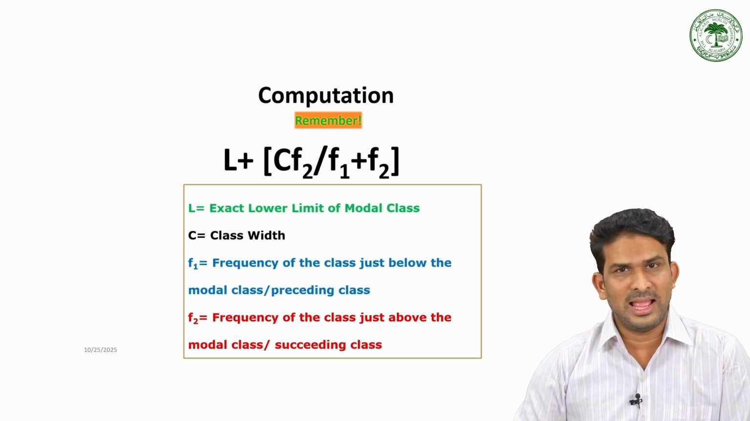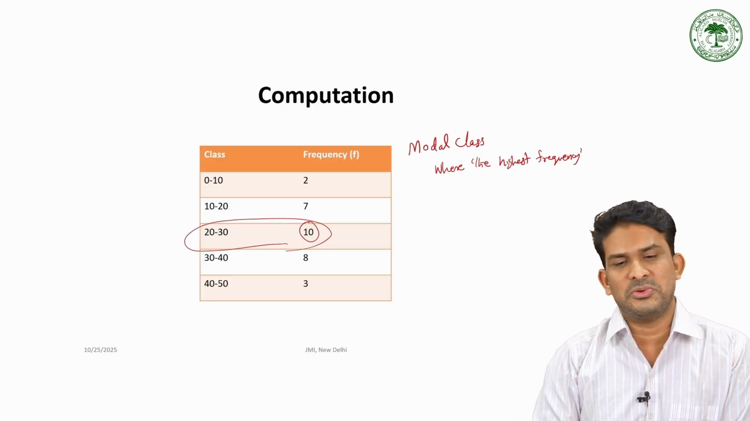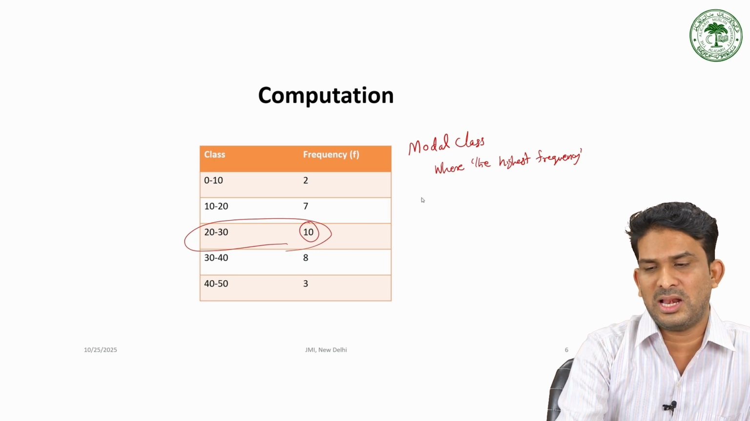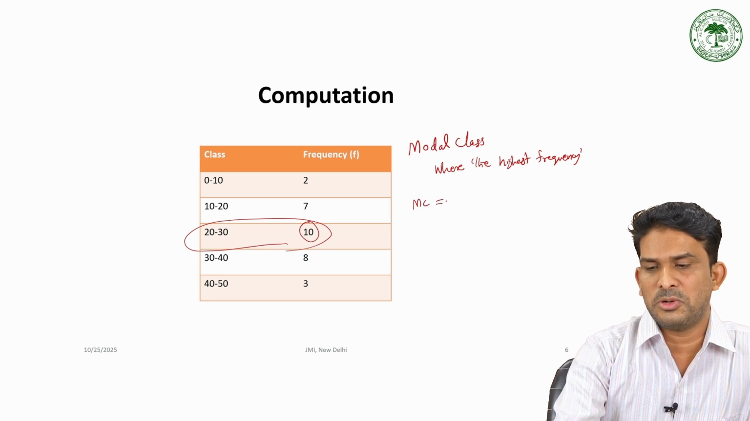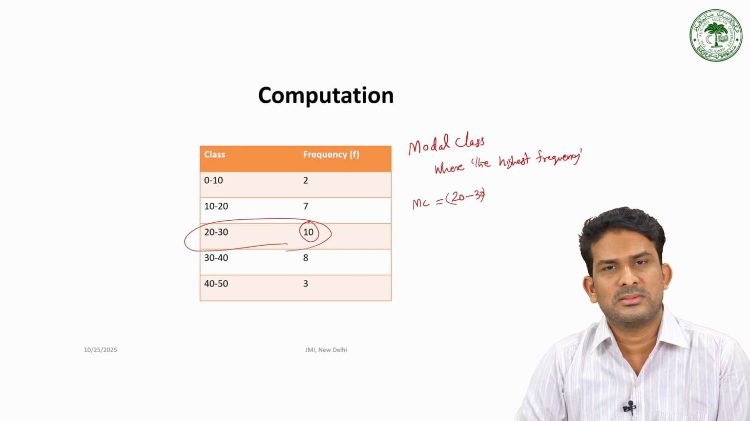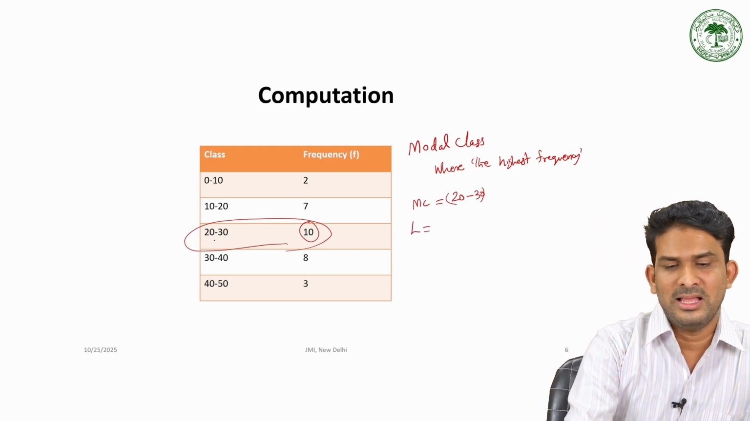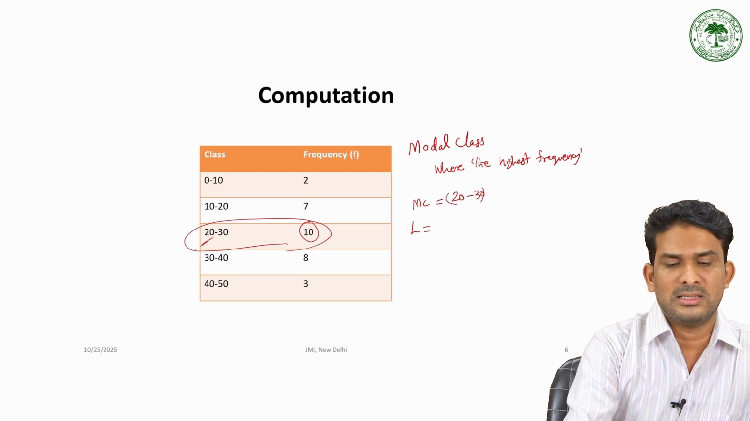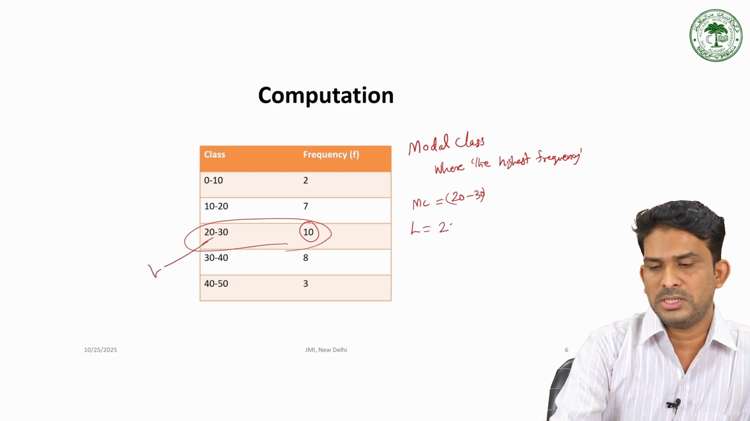What is L? L is the exact lower limit. We know that this is an exclusive distribution. The class I mentioned as MC. What is the modal class here? The 20 to 30 class is the modal class. Right? Now what is L? It is very clear. L is the lower limit of the modal class. This is L, right? L is 20.